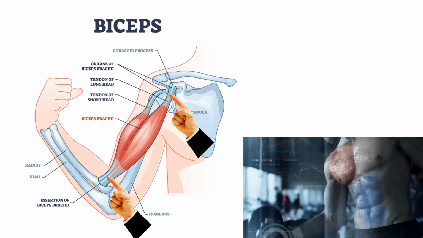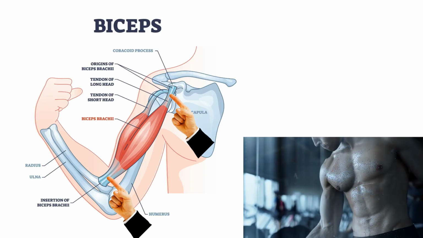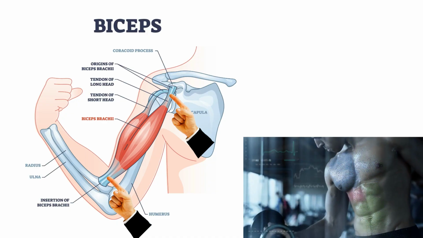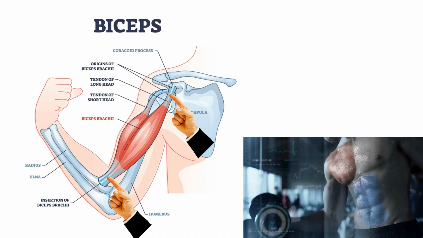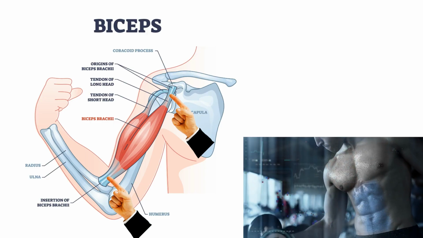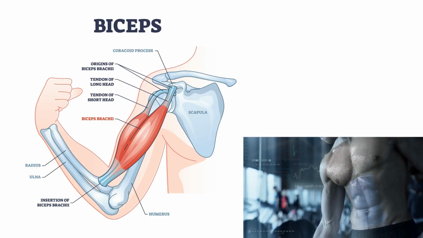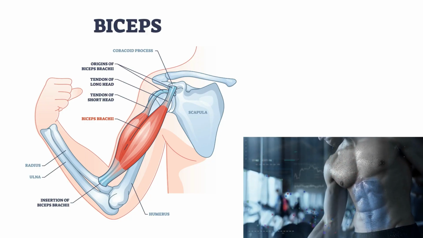Let's look at a classic example, the biceps brachii. Origin. It originates at 2 points on the scapula. Insertion. It inserts onto the radial tuberosity of the forearm. Function. Because of these attachments, its primary function is flexion of the elbow and supination of the forearm. When the muscle shortens, it pulls the radius toward the shoulder.